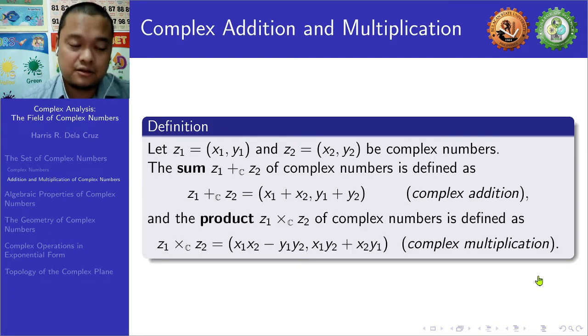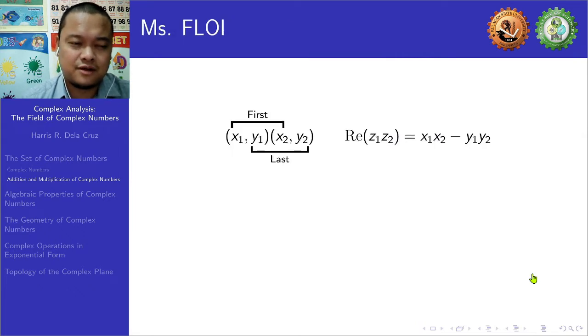On the other hand, the product z1 times z2 of complex numbers is given by: the first component is x1 x2 minus y1 y2, while the second component is x1 y2 plus x2 y1. Now, this seems a little bit cumbersome to memorize, but it's actually easy to remember if we use Miss Floyd. Let me introduce you to Miss Floyd.